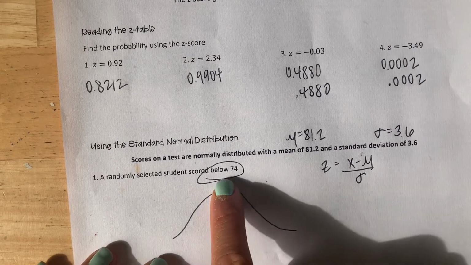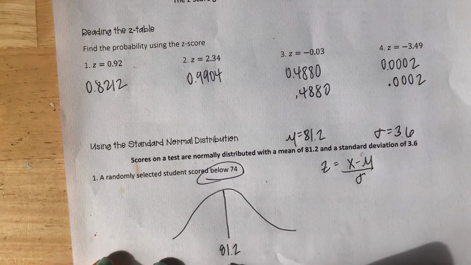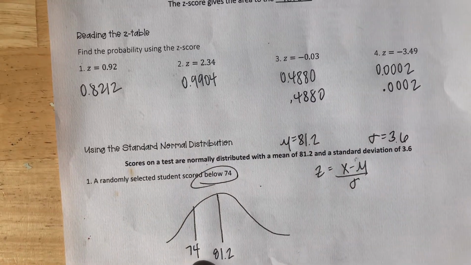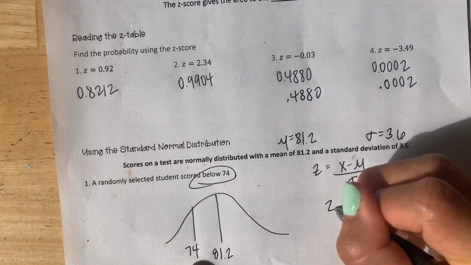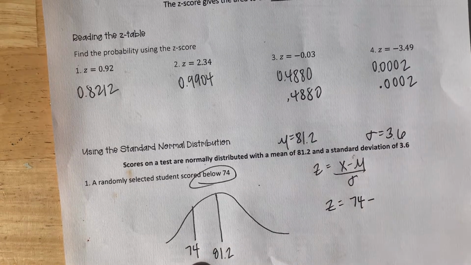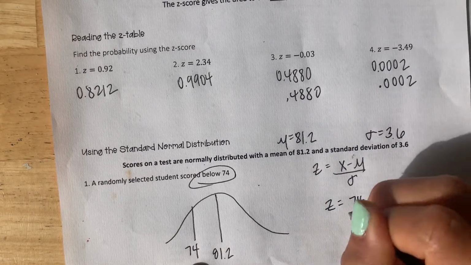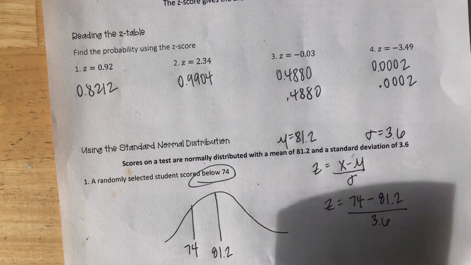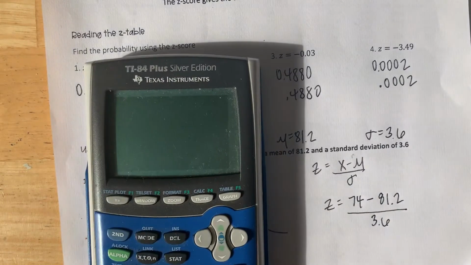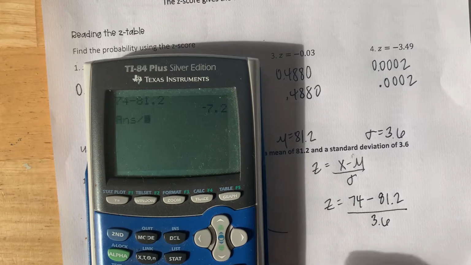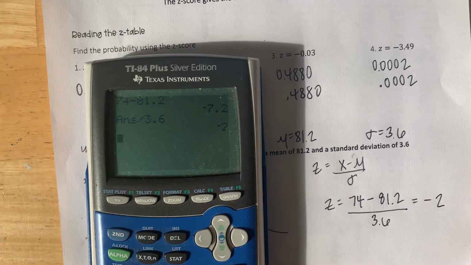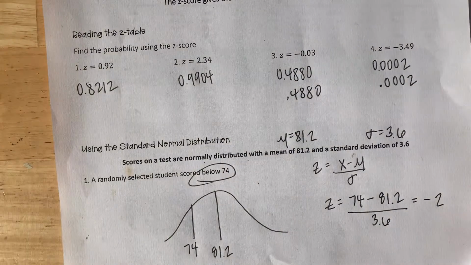And we want students below 74. So if 81.2 is here, we know 74 has to be on this side. 74 is going to be your x value. So z equals 74 minus the mean, which is 81.2, divided by the standard deviation of 3.6. So I'm gonna go ahead and type in 74 minus 81.2, push enter, divided by 3.6. Notice that it is -2. Be careful, your z-score can be negative, so don't forget about your signs.